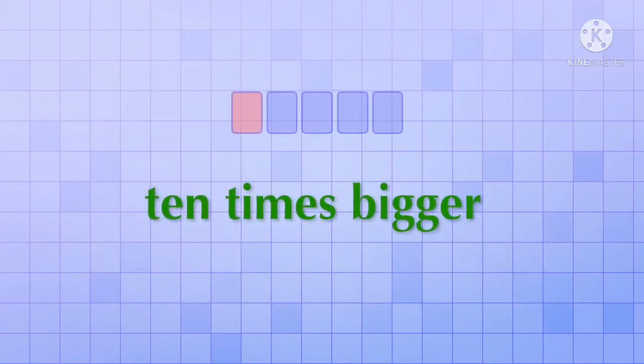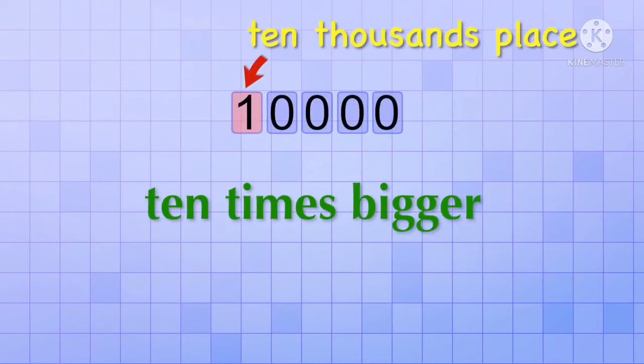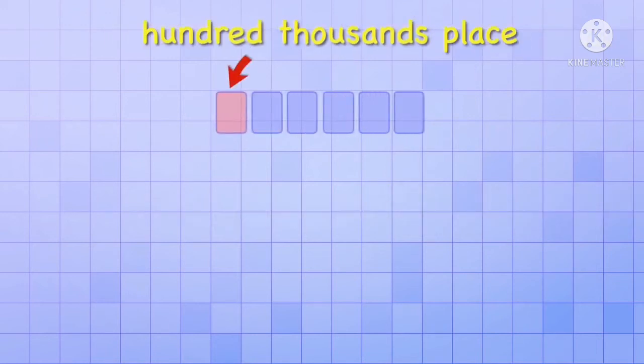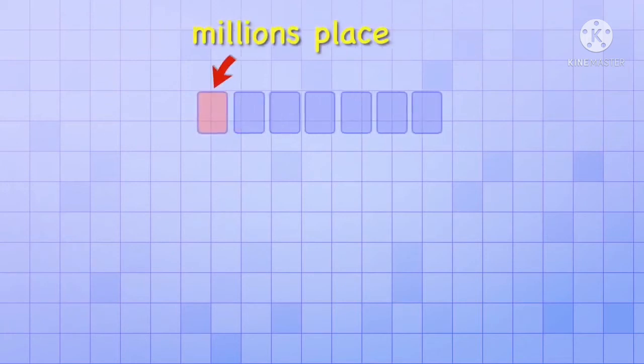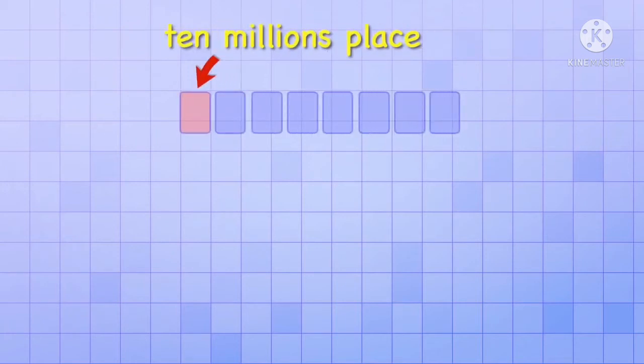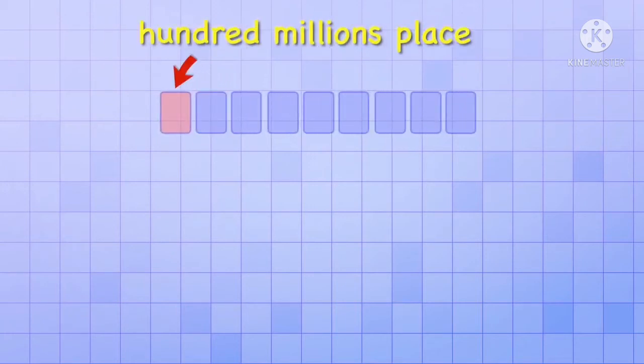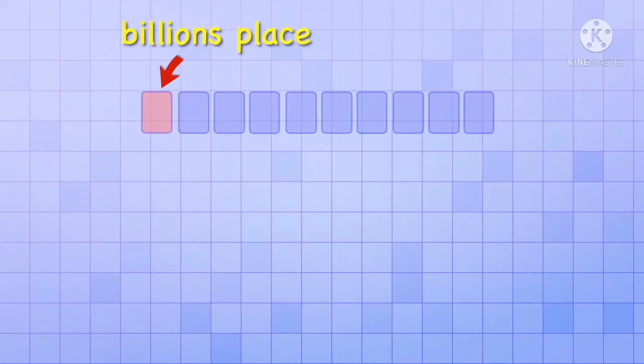And the next number place will count groups 10 times bigger than that. It's the 10,000s place. And the number places keep on going like that. Next is the 100,000s place, then the millions place, then 10 millions, then 100 millions, then billions, and so on.